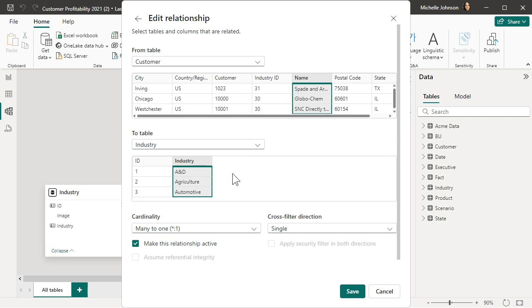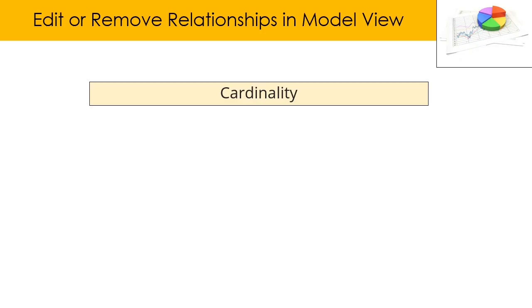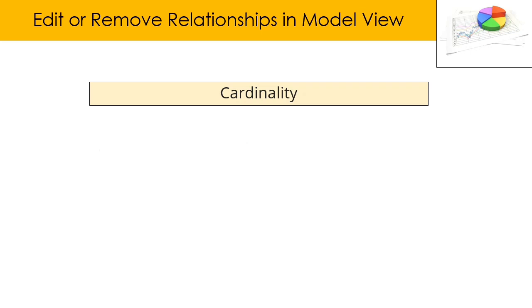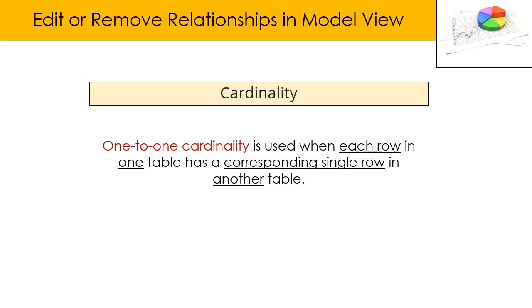To set the cardinality, select the Cardinality drop-down. Many-to-one cardinality is commonly used when many rows in one table correspond to a single row in another table. One-to-one cardinality is used when each row in one table has a corresponding single row in another table.